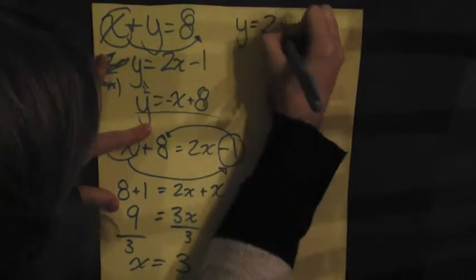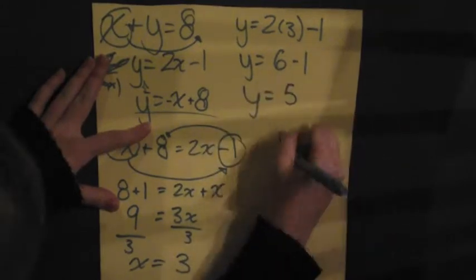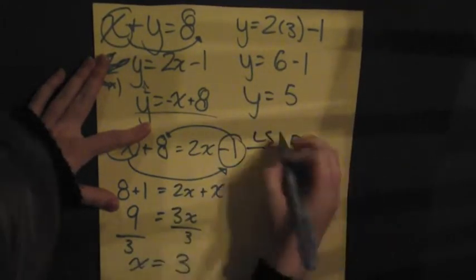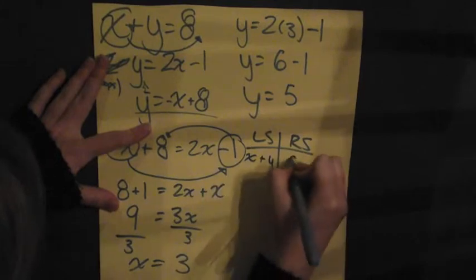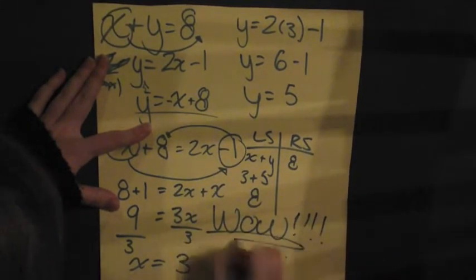Now you sub in 3 into your x value, so y equals 2 times 3 minus 1, and y equals 6 minus 1, and y equals 5. For your left side, right side check, you do x plus y equals 8, 3 plus 5 equals 8. How cool!